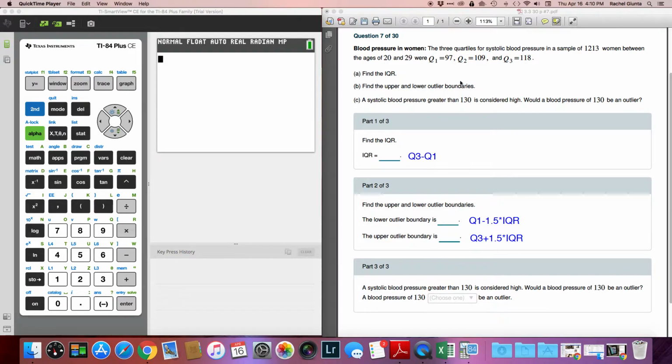Okay, so here we've got blood pressure in women, the 3 quartiles for systolic blood pressure in a sample of 1,213 women between the ages of 20 and 29, where Q1 is 97, Q2 is 109, and Q3 is 118. First question is to find the IQR.